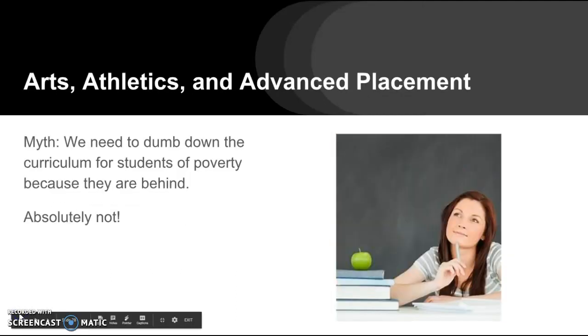A stands for Arts, Athletics, and Advanced Placement. Myth: we need to dumb down the curriculum for students of poverty because they are behind. Absolutely not.